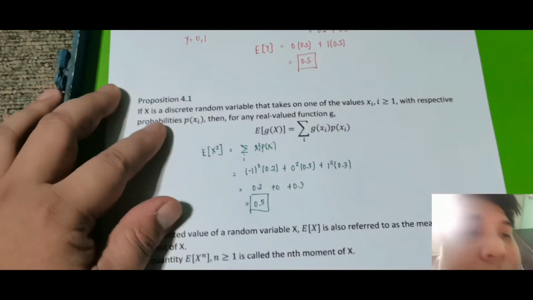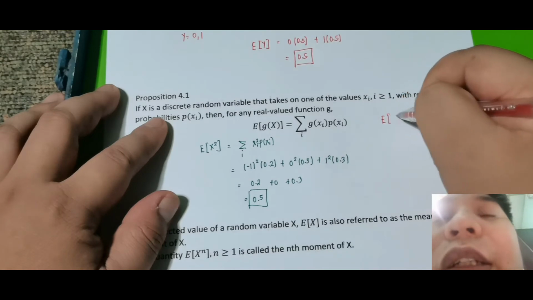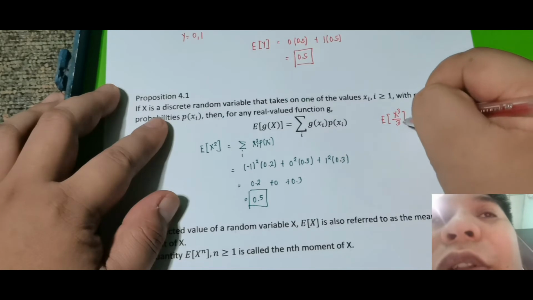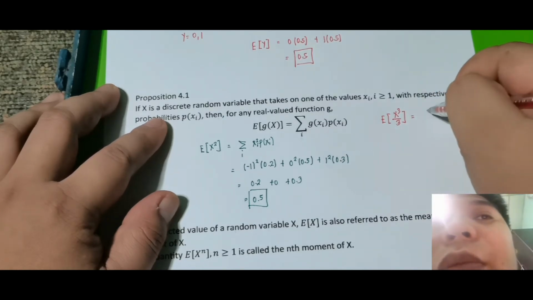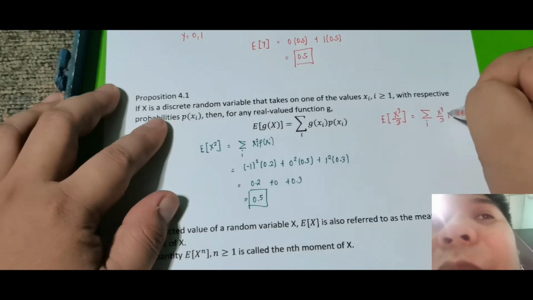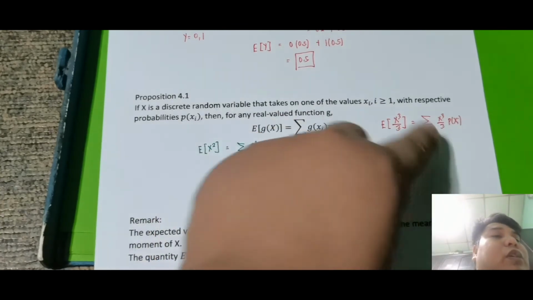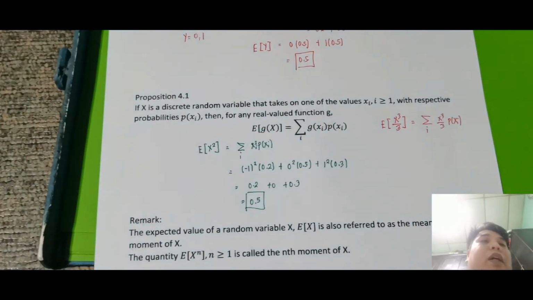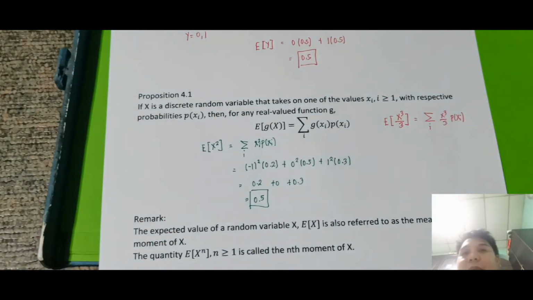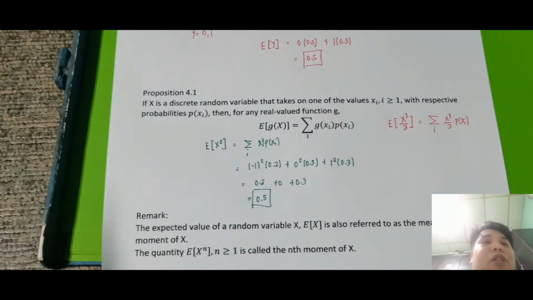For example lang, kung kukunin mo ang expected value ng x cube over 3, ang mangyayaring formula sa loob niyan ay summation per i, tas magiging x cube over 3, tas probability ng x sub i. Susundin mo lang siya mismo sa loob. Dapat small x, tas lagyan mo ng sub i, kasi i yung ginamit ko. Depende rin siyempre sa values na binigay. Hoping na nakatulong tong proposition 4.1.